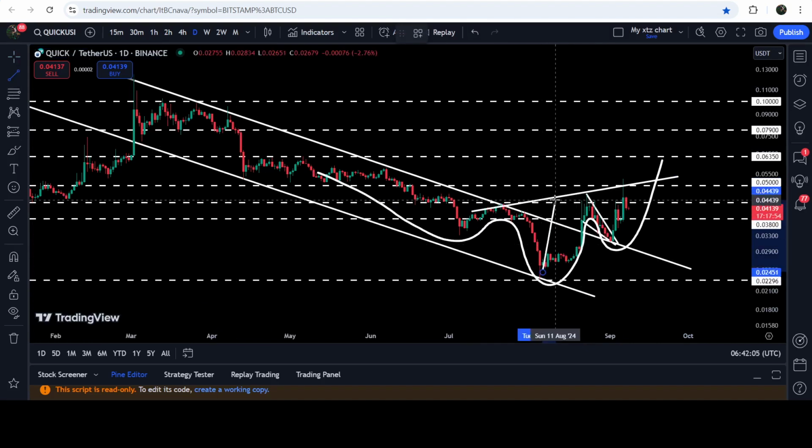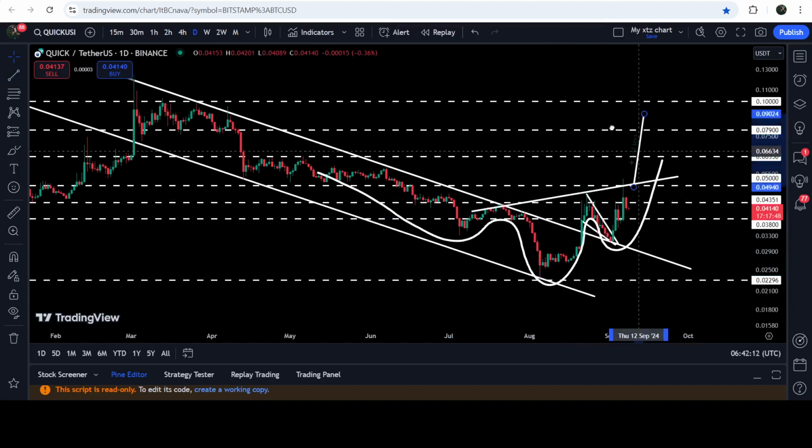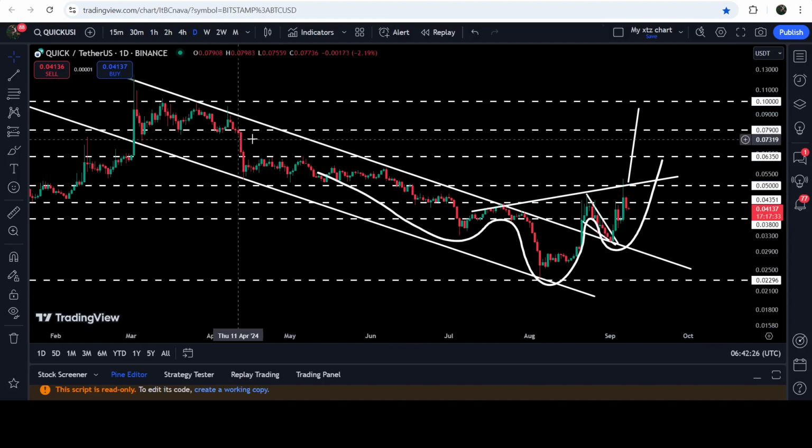Then the technical target for the breakout from this inverse head and shoulder pattern will be here. Let me place this trend line here. Then the technical target will be approximately at 9.4 cents. And if the price reaches there, then we can also break out another very significant resistance of 7.9 cents as well. That was previously working as a support here for several days.